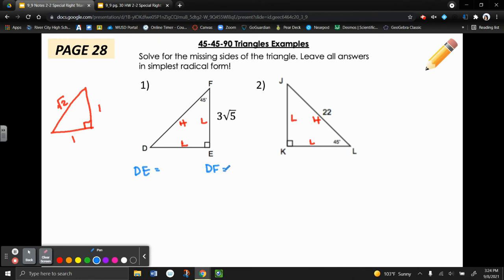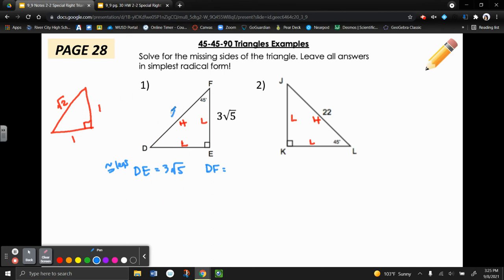Well, what's nice about 45, 45, 90 triangles is if you have one leg, you automatically have the other leg because remember, the legs are congruent. So this is going to be 3 times the square root of 5. And that's because we have congruent legs. So there's no work to be shown for that one. To solve for DF, we're going to have to use similarity.